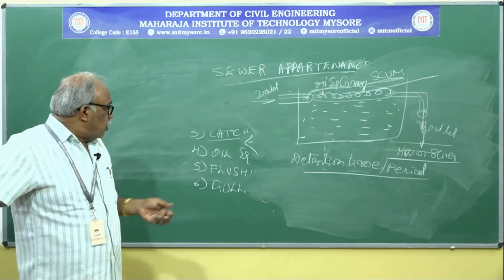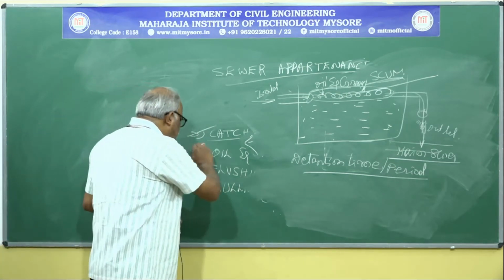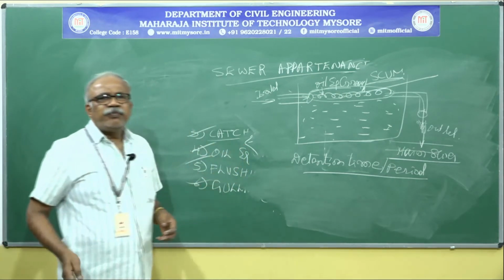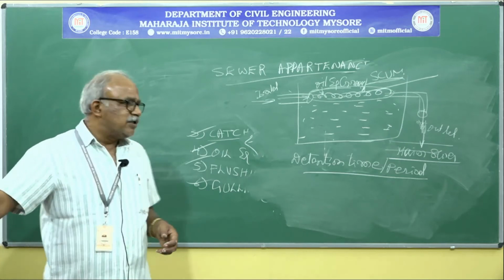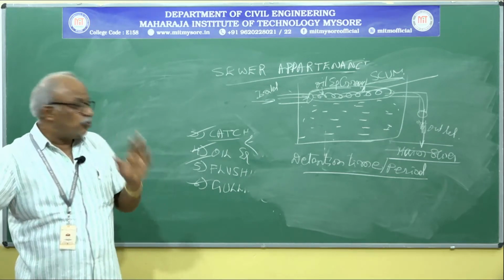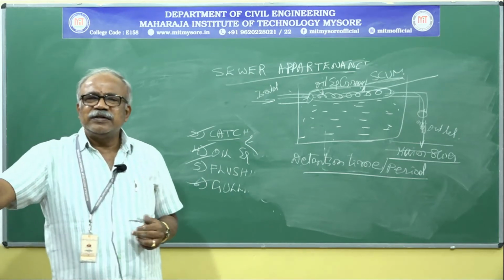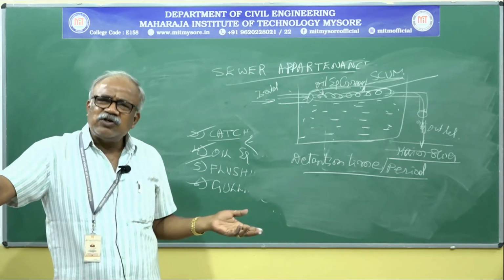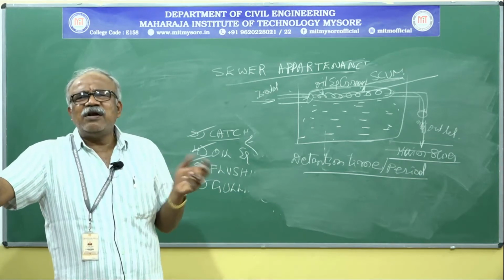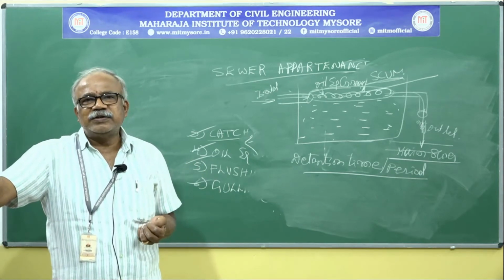Clear? So these are all the major parts in sewer lines to operate in a smooth way. Even gully traps, gullies, these are also inspection chambers. Simply we can call them inspection chambers.